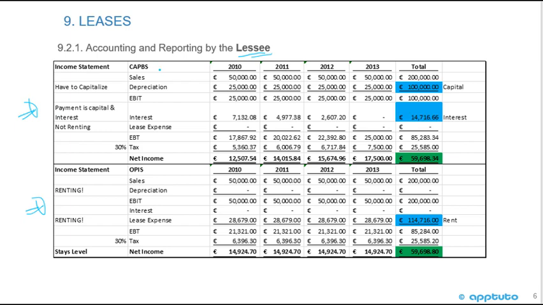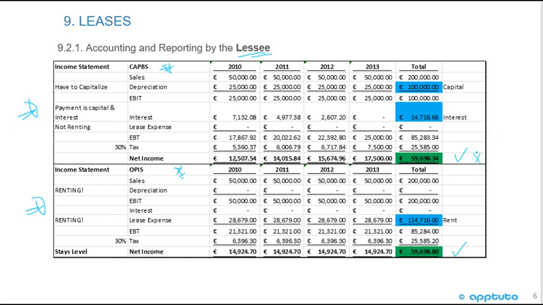So here we have the Cap BS, which is the capitalized balance sheet. And here we have Opus, which is the operating, if it was just an operating lease. And so we can compare the two side by side. And the first thing that I'm going to start with is that you can see the total net income over the 4 years is the same, regardless of whether it was a finance lease or an operating lease.